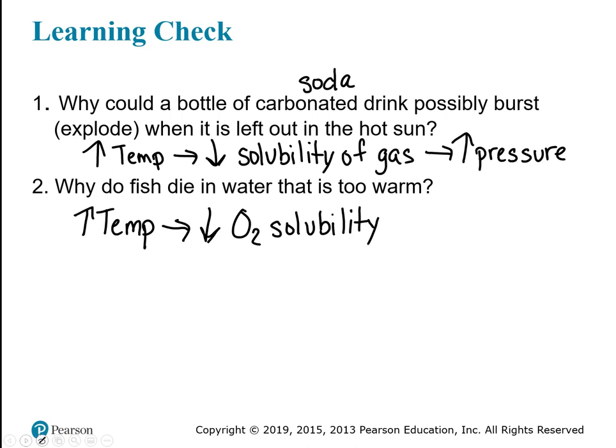It's bad. So if you don't understand how to use the logic of increased or decreased temperature and what that will do to the solubility of a gas or a solid, let me know. So if you're unsure, you can let me know. If you're good, you can say I'm good. All right, we got an I'm good. I'm going to move on.